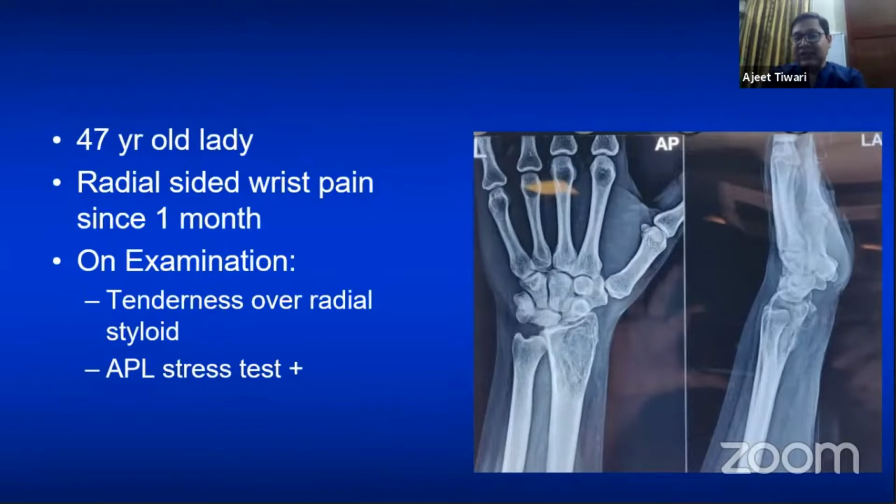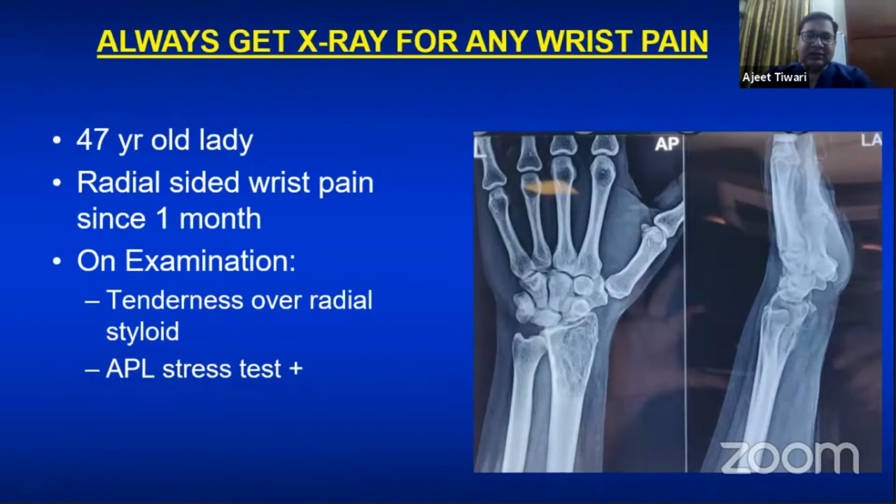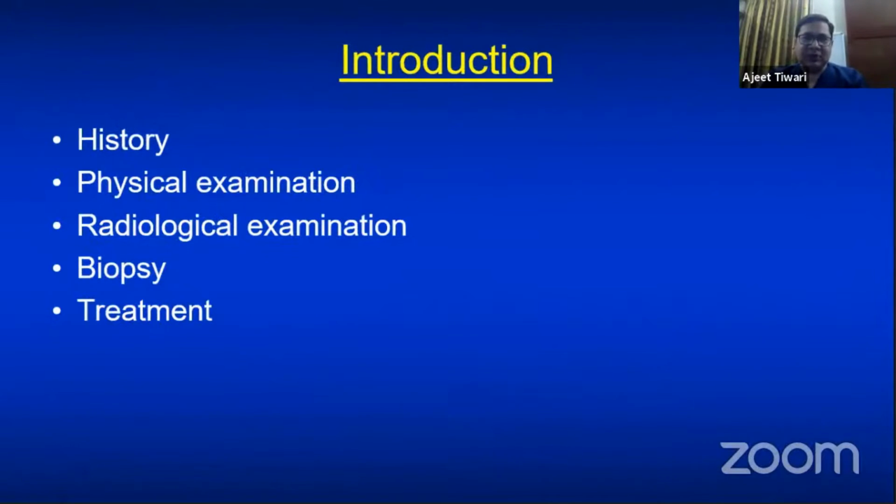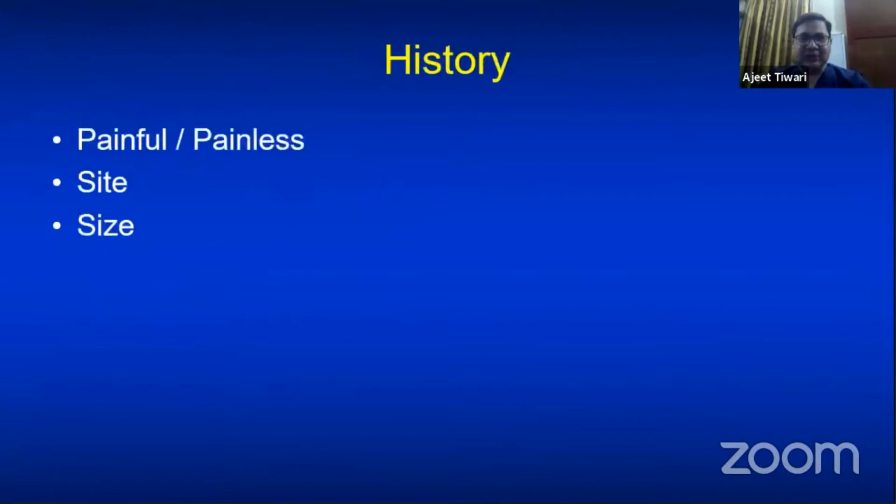There was no significant swelling or bony hard lump over the distal aspect of the radius. I realized that whenever you see a patient who has wrist pain, always go for an X-ray and get it done. You may get some kind of surprise. So the baseline of my talk is that I'm going to talk on the history and physical examination.